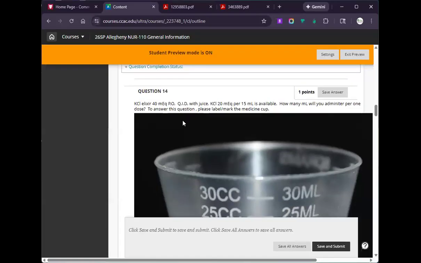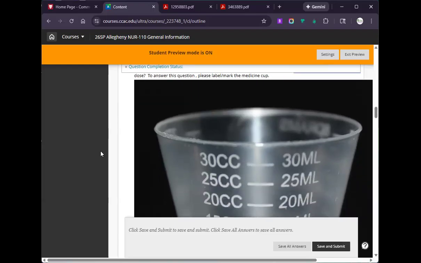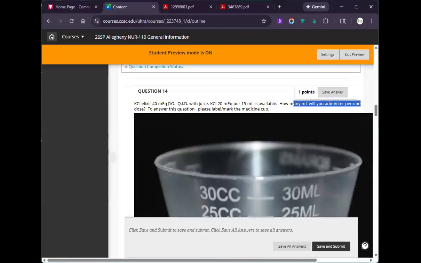All right. So it tells us potassium chloride elixir, 40 milliequivalents by mouth, QID, which means 4 times a day with juice. It tells us that we have 20 milliequivalents per 15 ml available, and it wants to know how many ml to administer for one dose. And then it wants you to put that answer on the cup. So we're going to mark the cup in this example.